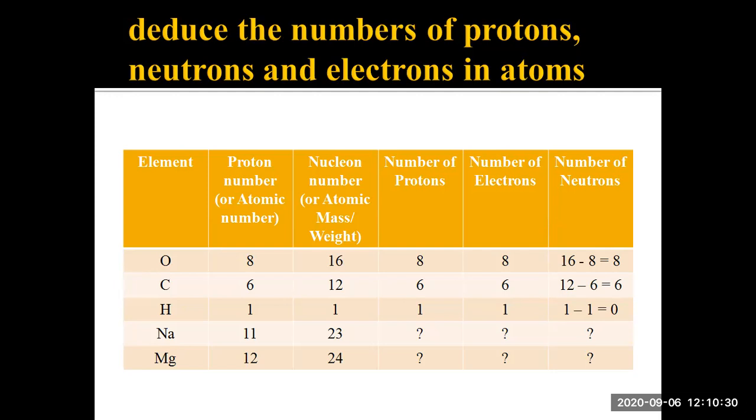Let's see the atom of hydrogen. You see the proton number and nucleon number, both are 1. So now number of protons is 1, number of electrons is 1. But when you are calculating the number of neutrons, it will become 0. Calculate the number of protons, electrons, and neutrons for sodium and magnesium atom.